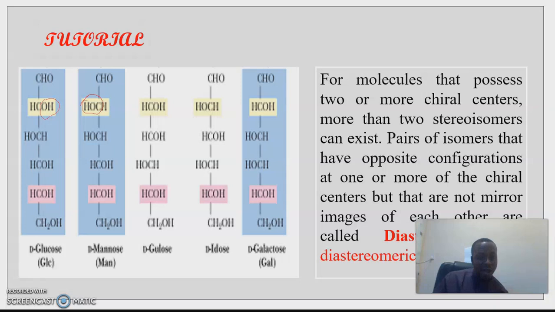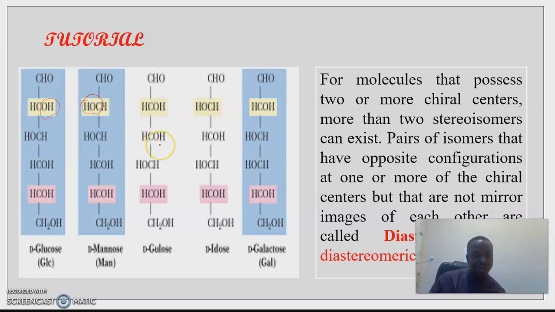So if you are asked to name an epimer of glucose, you can say mannose. Galactose is also an epimer of glucose. If you are asked in the exam at what position glucose differs from mannose, it's at carbon 2. Mannose is an epimer of glucose at a specific carbon atom, which is carbon 2.